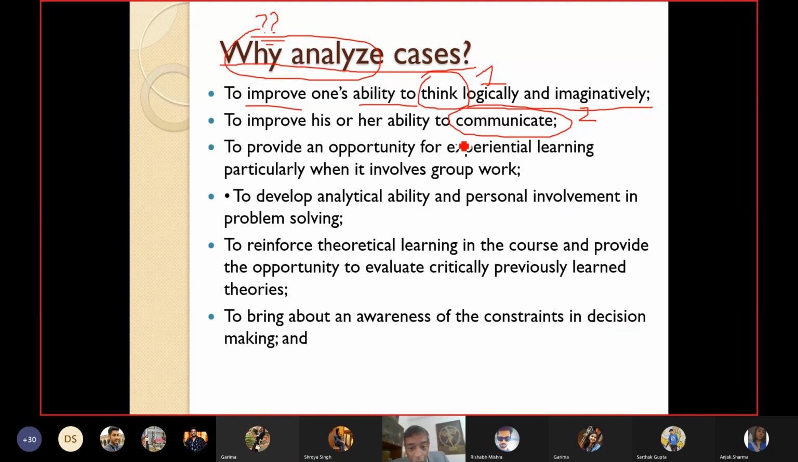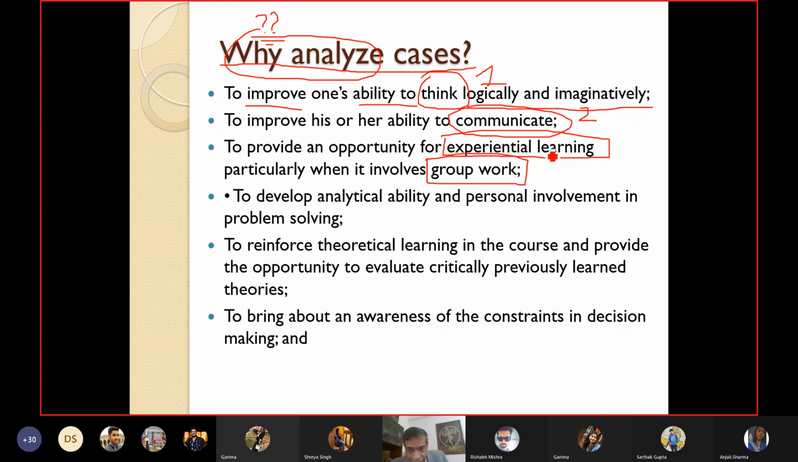It provides an opportunity for experiential learning, especially when it involves group work. Now, ladies and gentlemen, all of you students, please remember one thing. A case can be done by one person, but it's normally a group-led activity. What is a group-led activity? A group-led activity is when you divide a case into many parts. That's called a group. And every student from a group tries to analyze a case.